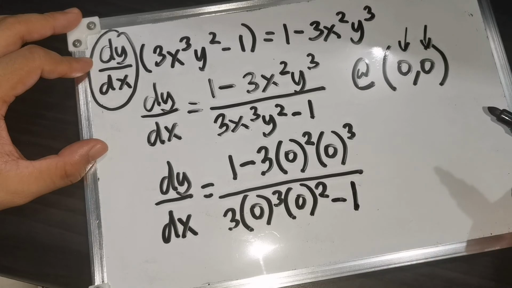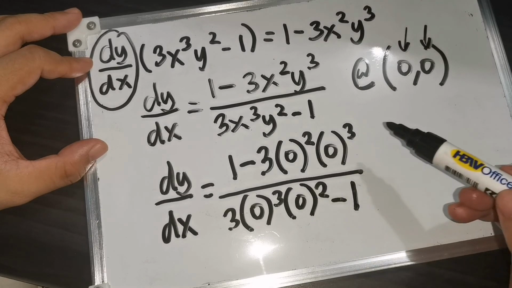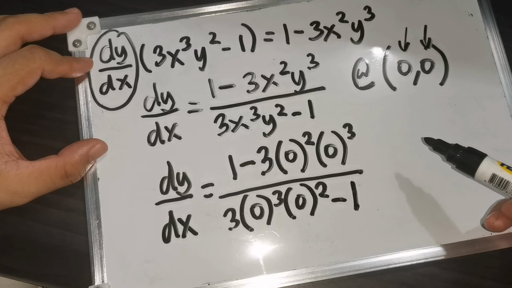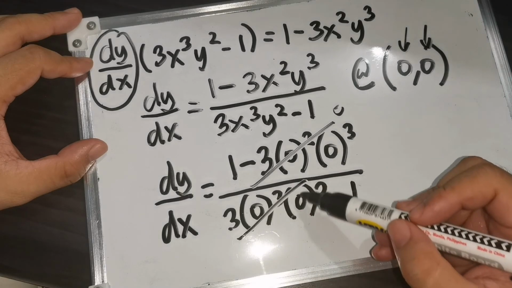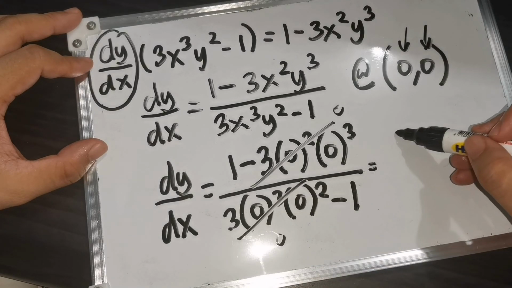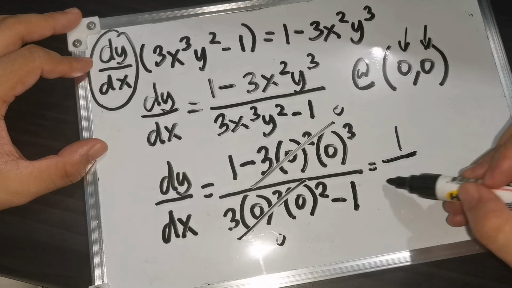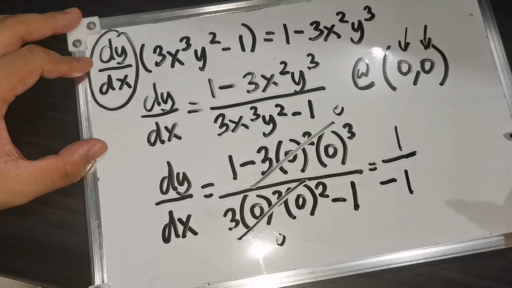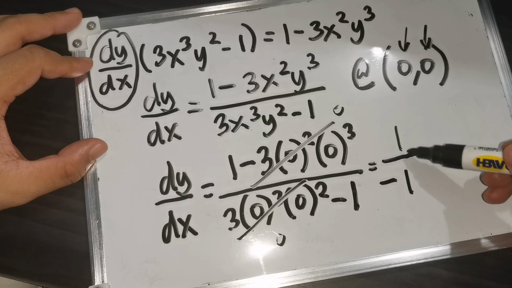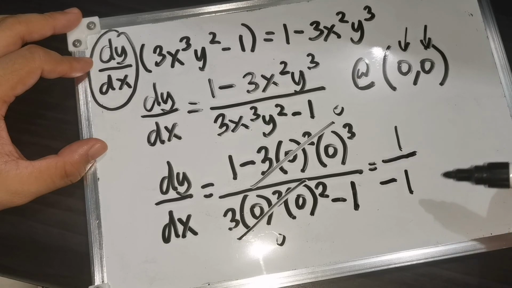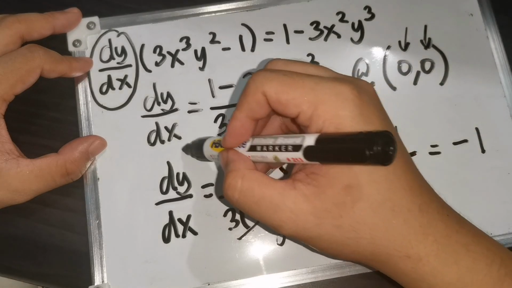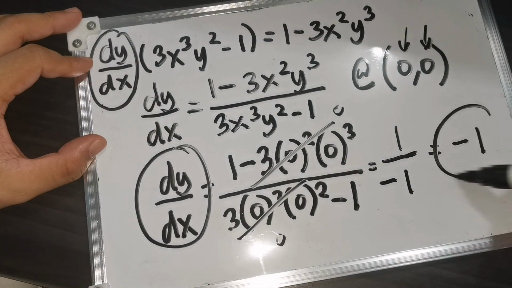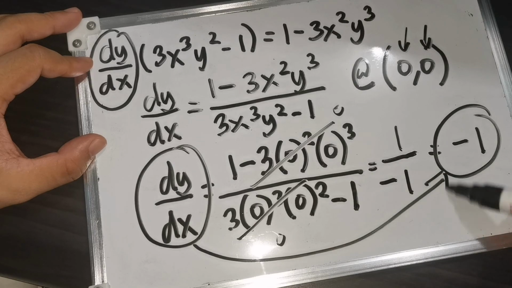If you try to look at this one, any number that we multiply to 0 will be equal to 0. So this one will be equal to 0, and this one will be equal to 0. So there is a positive 1 in the numerator and a negative 1 in the denominator. If we divide positive 1 by negative 1, therefore, the value of dy over dx is equal to negative 1.